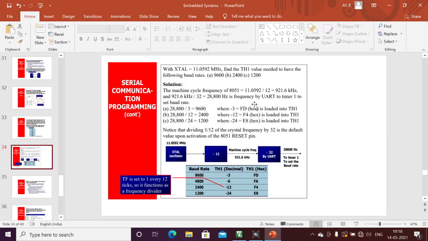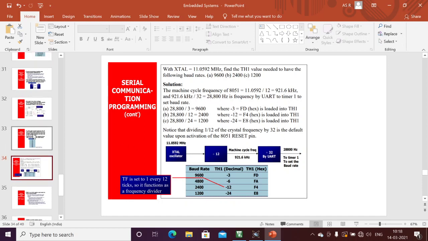Here, if I want to calculate a particular baud rate, for example, this is my final frequency to the UART, 28800. Here I am dividing by 3, then I will get the 9600 baud rate. Here I am just dividing by a particular value so that I will get the baud rate. Here, for dividing by 3, I need to load TH1 with -3.